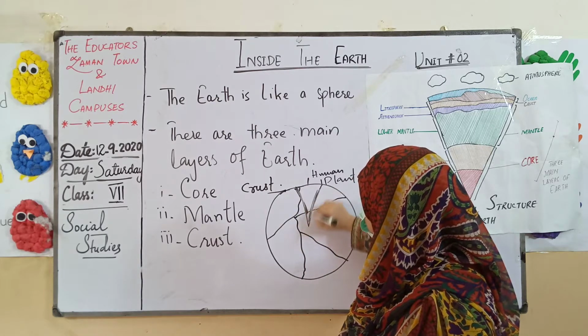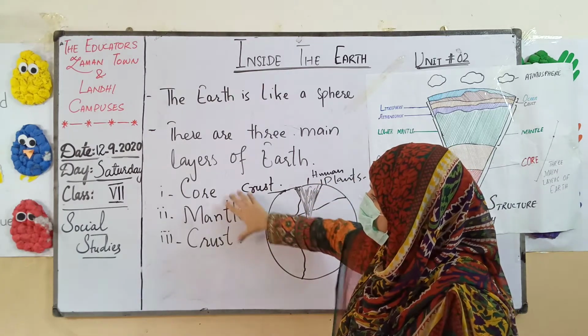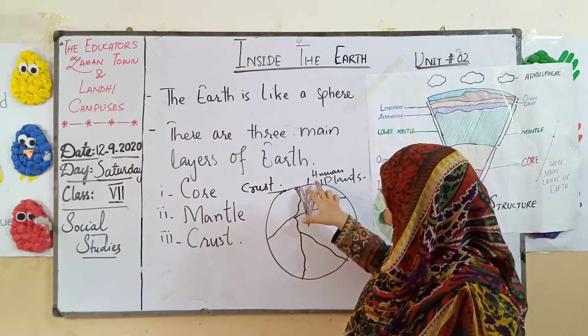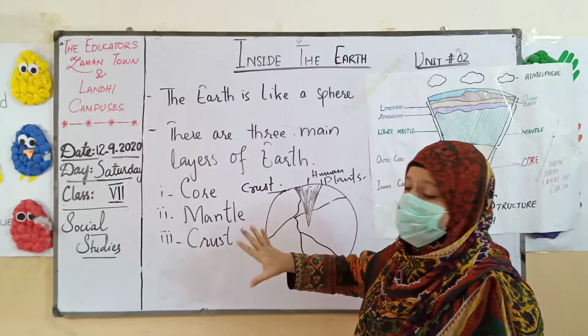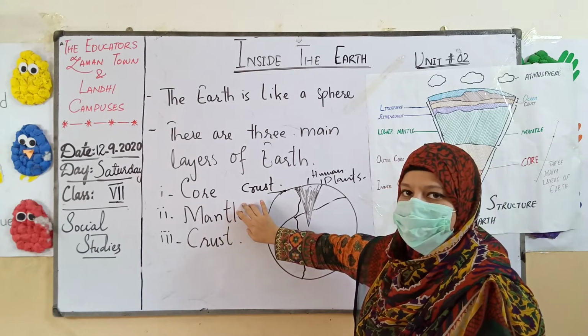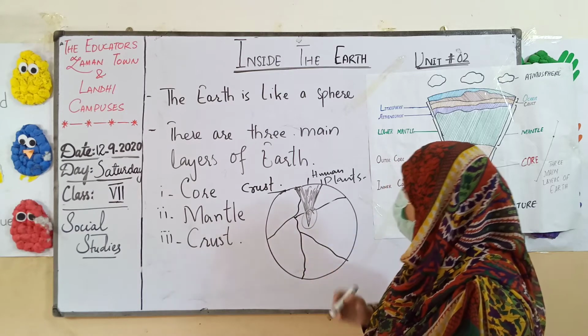We divide the earth into 3 regions that are known as core, mantle and crust. Crust is the outermost, where we are present at the surface. It is the thinnest part of the earth. Mantle is the middle one and the core is the innermost. This part is known as core.